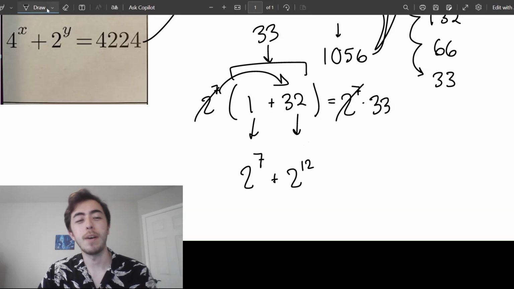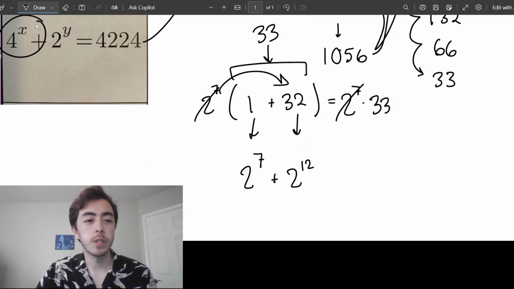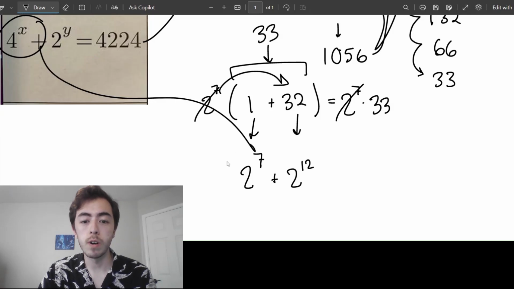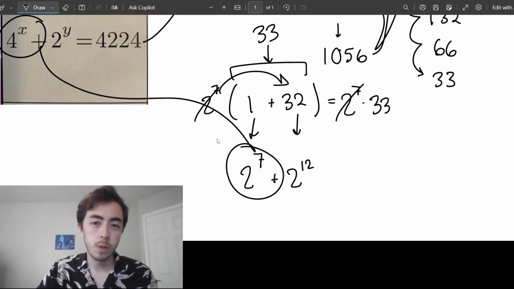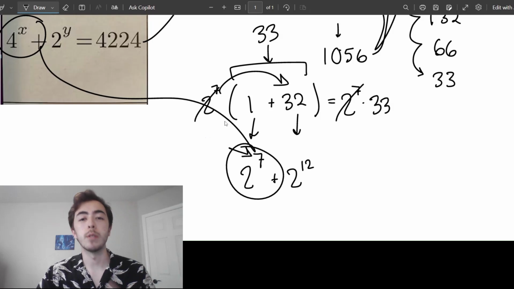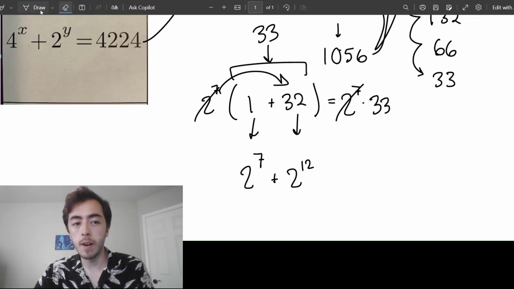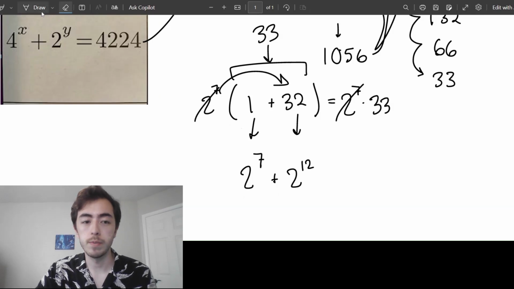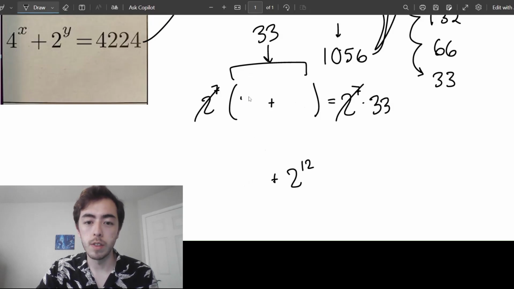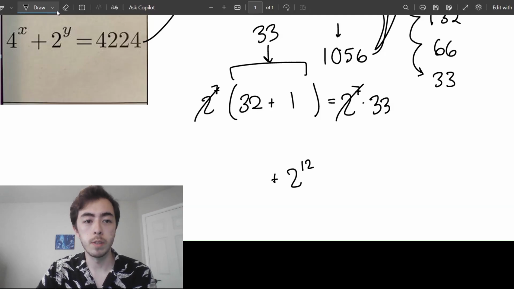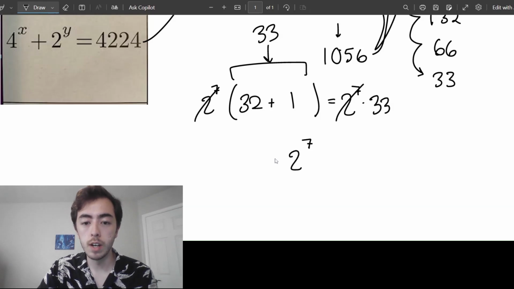Now, looking back to the original problem, we're supposed to have a power of 4 on the left side. And 2 to the power of 7 won't cut it, because this is an odd power; we aren't going to get a power of 4. We'd need to multiply another 2 in there. So what's good though is I could just swap these. The 32 is supposed to be on the left and the 1 is supposed to be on the right. And so I get 2 to the power of 7 here, and then 2 to the power of 12 here.